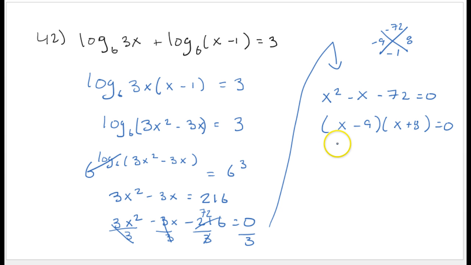If we apply the zero product property, we know that we must get a solution for both of these since we're multiplying and it's set equal to 0. X will give me a positive 9 and a negative 8. One of these answers is extraneous. It will be the negative 8 because we can't have a negative solution for logs. It just doesn't exist in our domain. So that's number 42, meaning this will be our true answer.